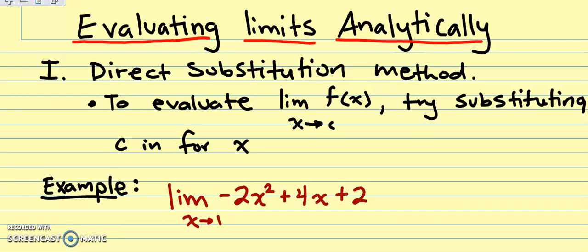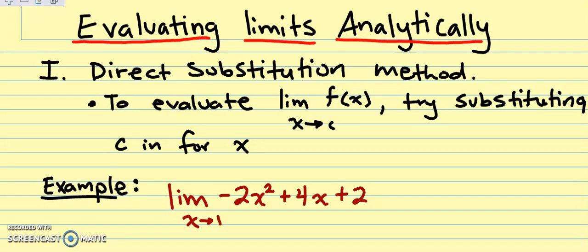You can also evaluate limits analytically. So far, we've discussed evaluating limits graphically, and we've discussed evaluating limits numerically, which was using the table of values. So now we're going to talk about evaluating them analytically, and the first method I'm going to talk about is the direct substitution method. Remember, you can pause this video at any time to copy down your notes, but I do want you to copy everything that I write.